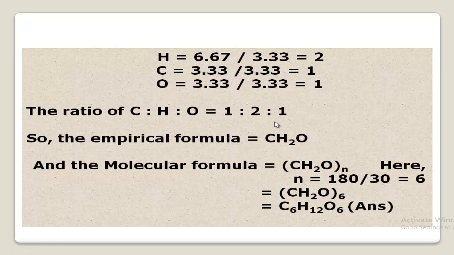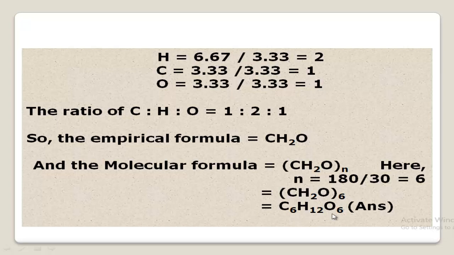Now in our given problem, the molecular mass of the compound is given as 180. So molecular formula equals empirical formula into n, and here n is molecular mass divided by mass of empirical formula. So here follow this: carbon 12 plus 2 is 14, 14 plus 16 equals 30. So 180 divided by 30 equals 6. So the value of n will be 6 here. So now put the value of n as 6. So we get the molecular formula: carbon 6, hydrogen 12 and oxygen 6.